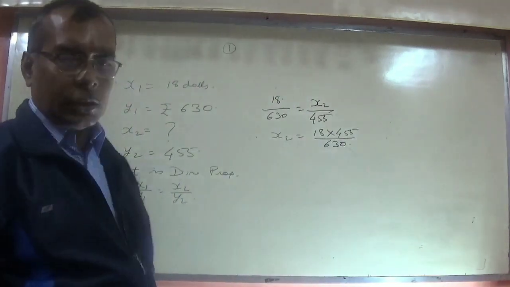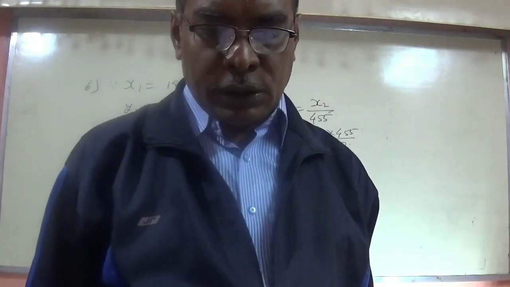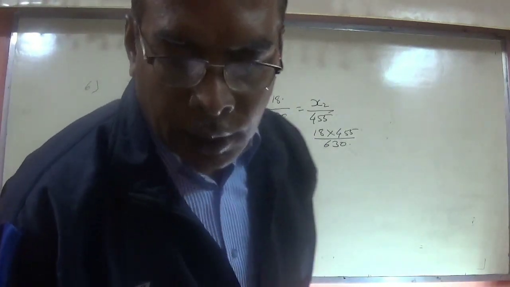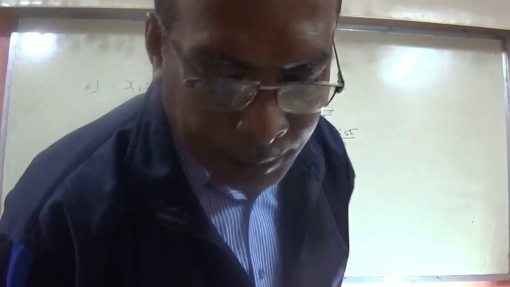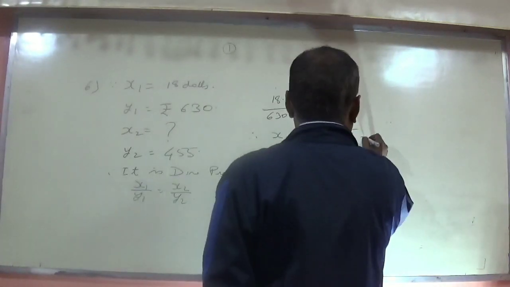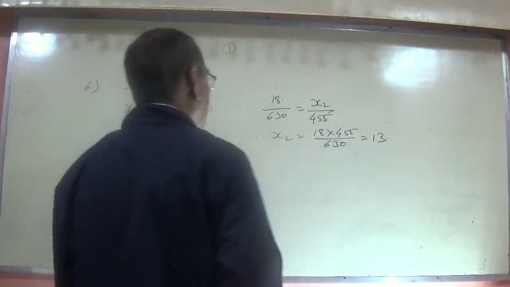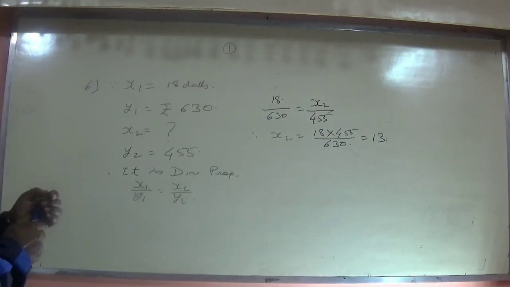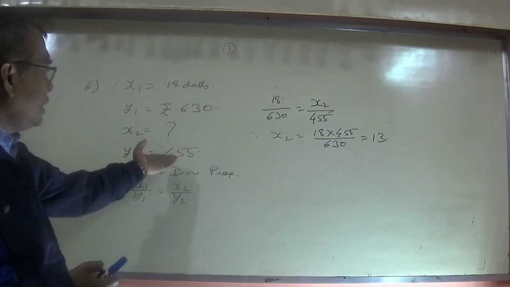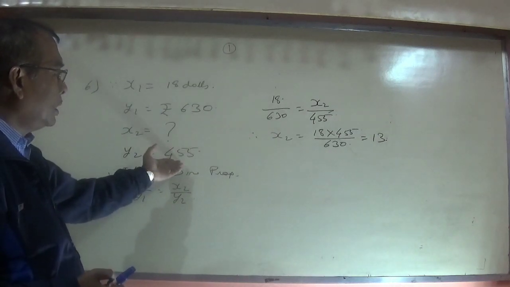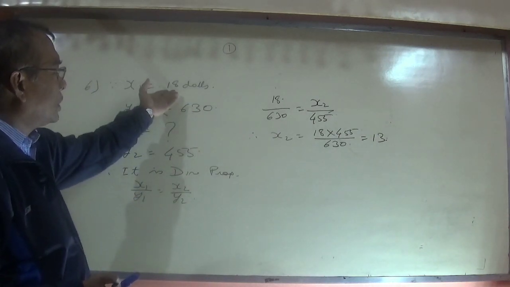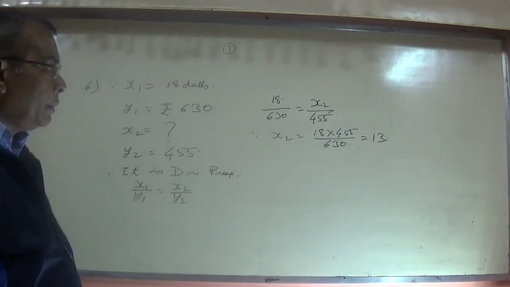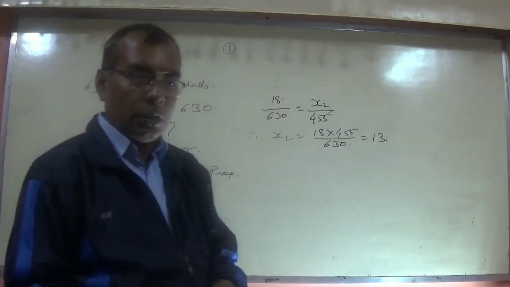Now you should take the calculations. I think you can take the calculations by yourself. So it will come as 13. So the number of dolls you can purchase with rupees 455 is 13. Because the money is less compared to 630, you are not able to purchase more than 18 dolls. You can purchase fewer than 18 dolls, and it is coming to 13 dolls, right?